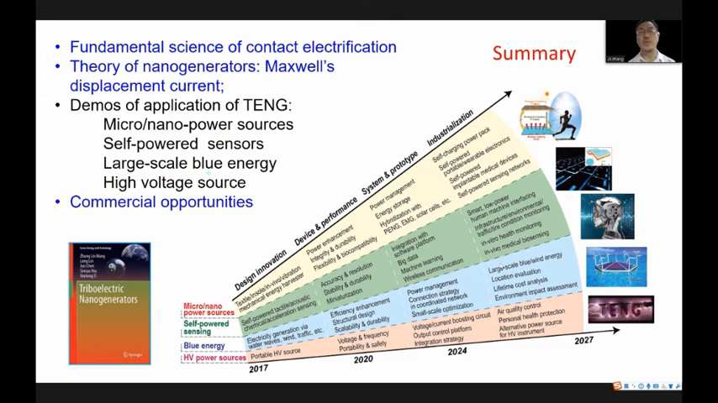So nanogenerator has four major applications: micro nano power source, self-powered sensors, a sensor which may not need energy to work, blue energy at large, and lastly, high voltage applications. So I think there's a lot of possibility ahead of us, and I hope many young people can join this field from material science, chemistry, physics, electrical engineering, mechanical engineering, even biological engineering. It's a diverse field, needing everybody's input and contribution.